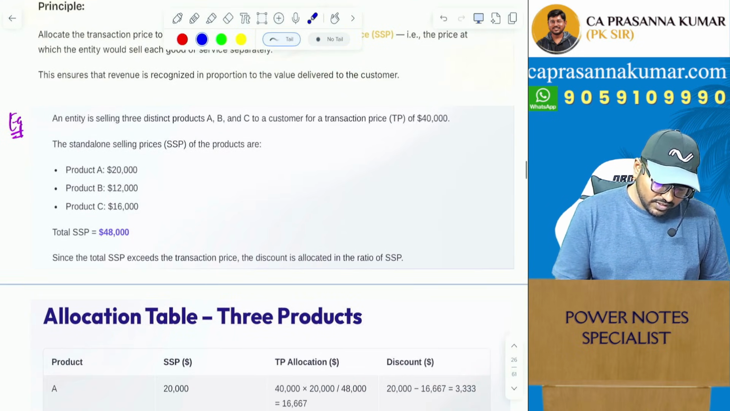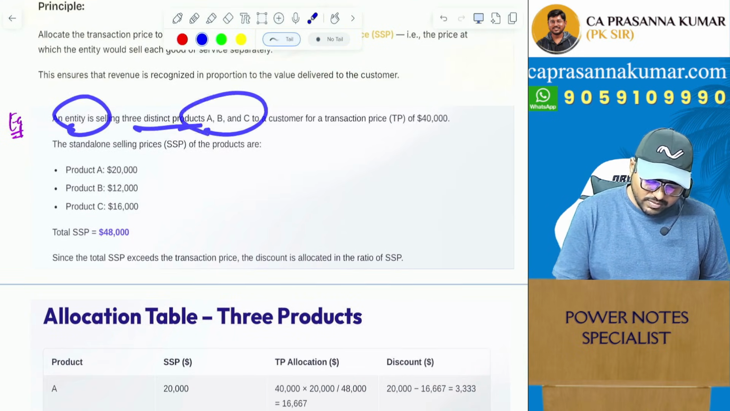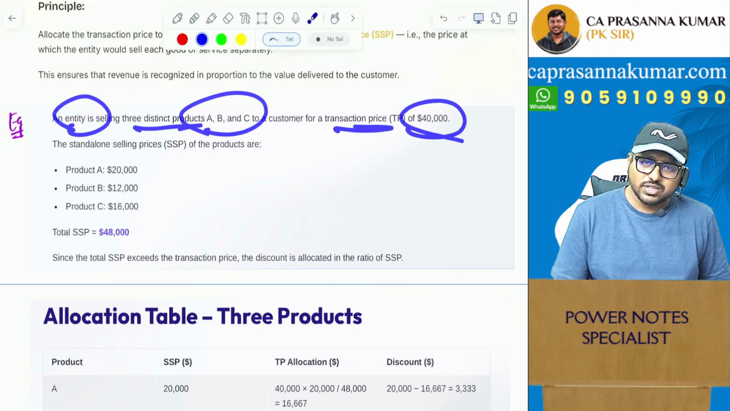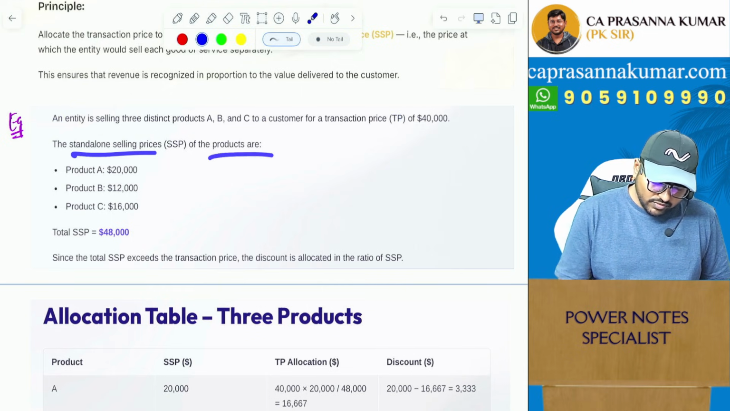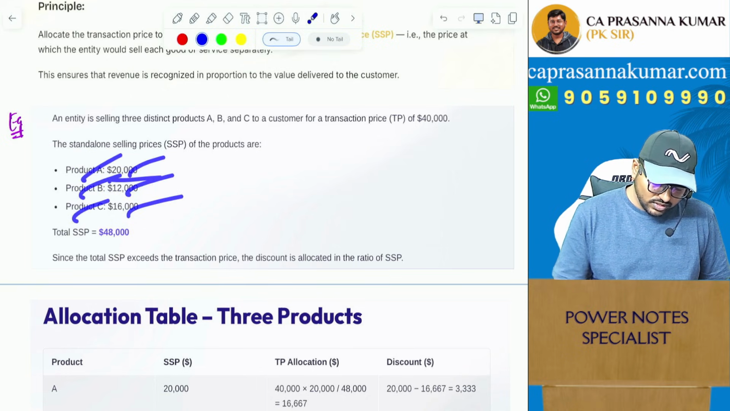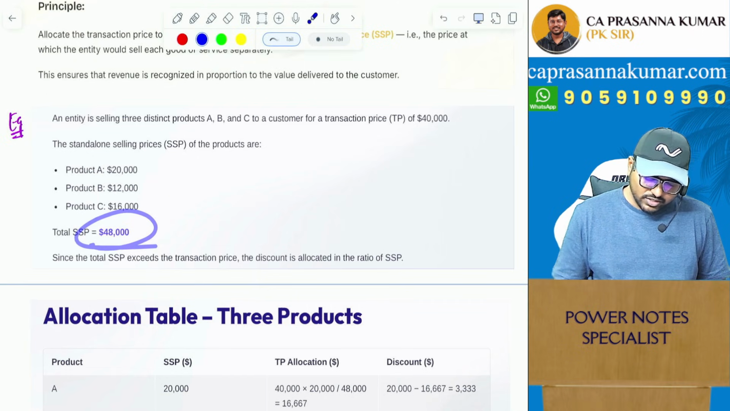Look at this example. An entity is selling 3 distinct products A, B and C to a customer at a transaction price of $40,000. The SSP of the 3 products: A 20,000, B 12,000, ignore dollars, just look at the numbers. A 20,000, B 12,000, C 16,000. Total SSP is 48,000. What do you have to do?